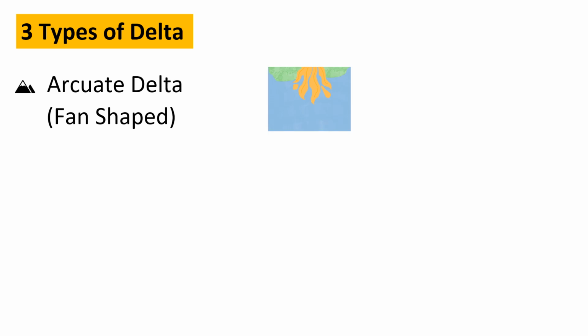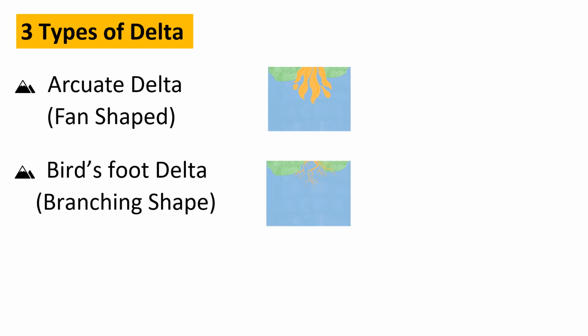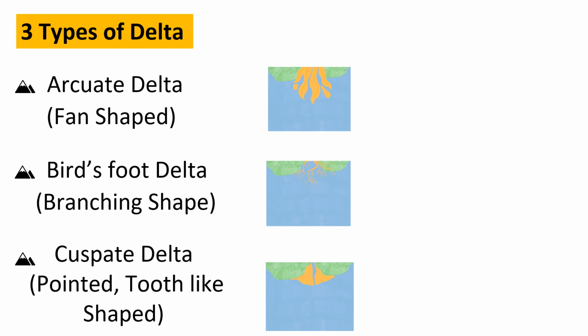There are three types of delta, depending on the shape and how they form. Number 1, arcuate delta or fan shape. This type of delta has a classic fan shape, spreading out like a hand. Number 2, bird's foot delta, branching shape. It looks like a bird's foot with thin channels spreading into the ocean. Number 3, cuspate delta or pointed tooth-like shape. This type of delta has a pointed tooth-like shape where the river meets the sea.